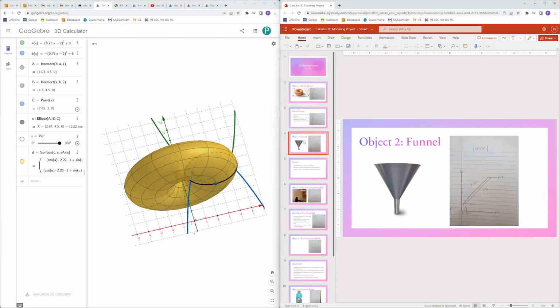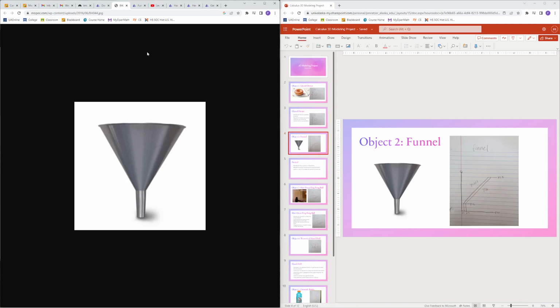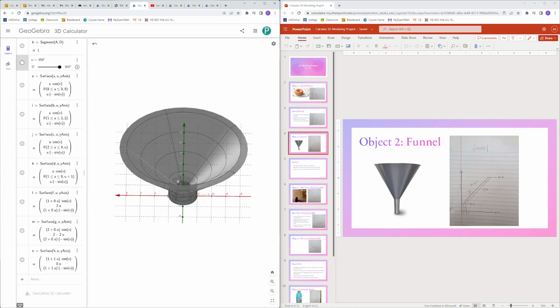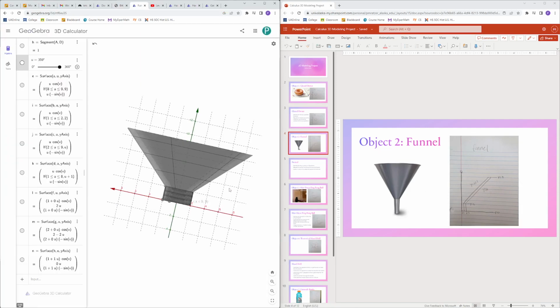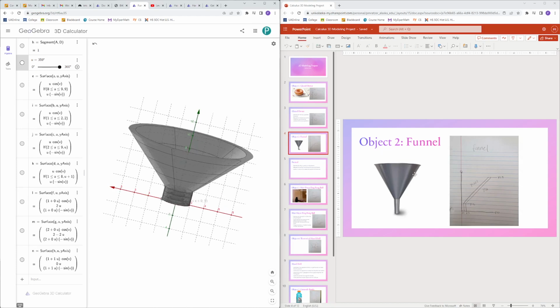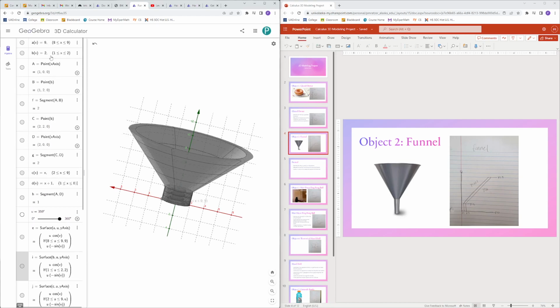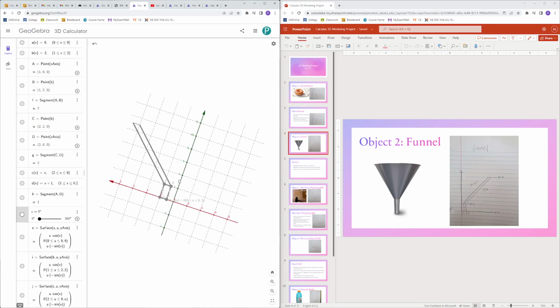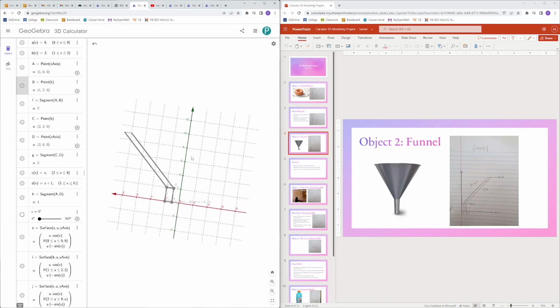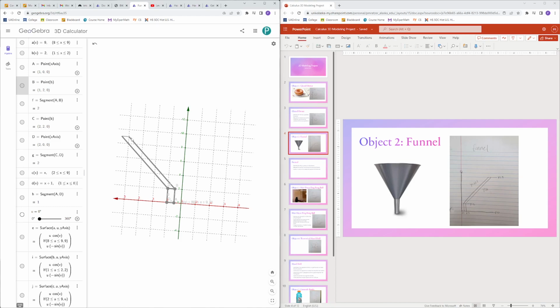Now, the second object I chose was a funnel, which was rather simple, just a basic funnel. And the way I did this was I started off with two functions, y equals x and y equals x plus 1, just two straight diagonal lines, and I graphed those right here, and those create the two lines that you see here.